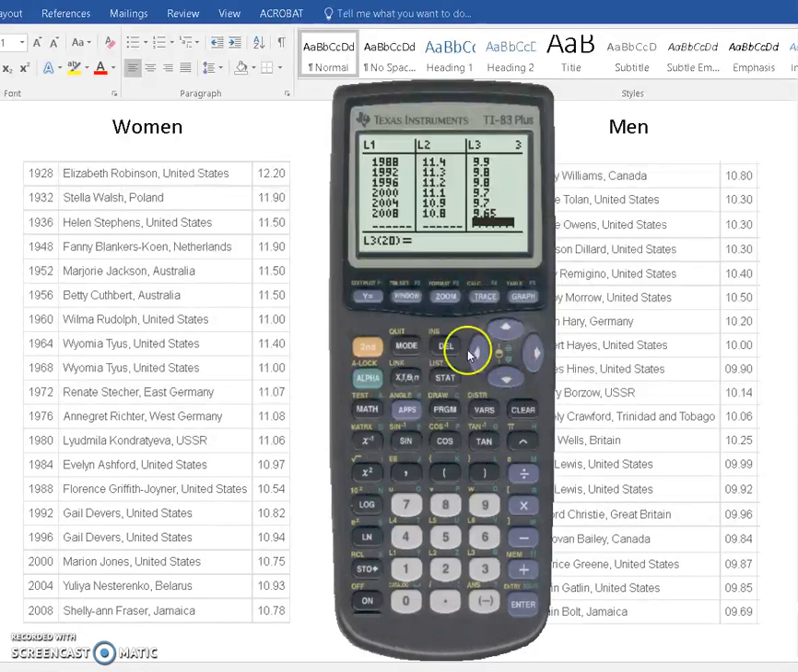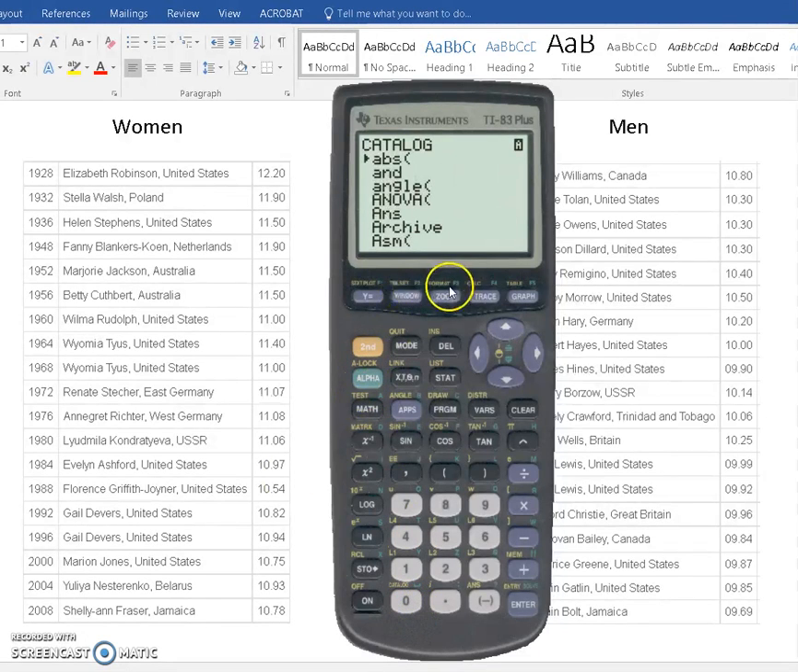The second thing that we're going to do is turn on a function that's going to help us to find the correlation coefficient here in a little bit. And there's a catalog button above the 0, but you have to go second, catalog. And then you want to scroll down to the D's. And we want to make sure that you have the diagnostic on. So if you go to where it says diagnostic on and click or enter there, and then enter again, it'll make sure that the diagnostic is on, and that'll help us with the correlation coefficient. And we'll talk about that here in a little bit.